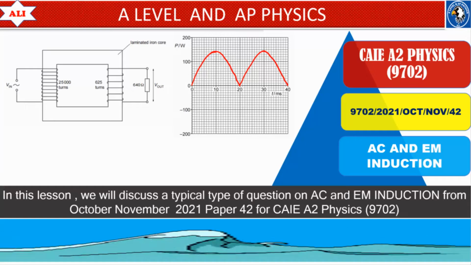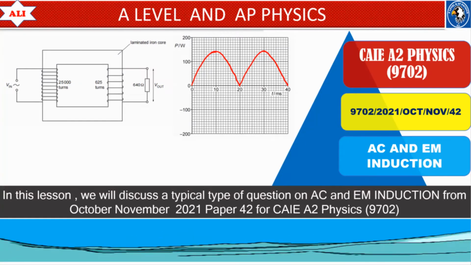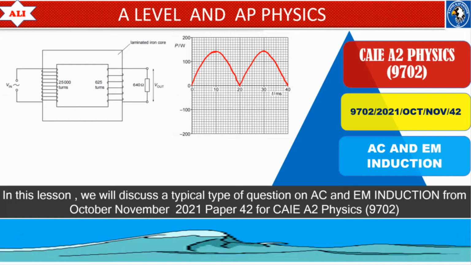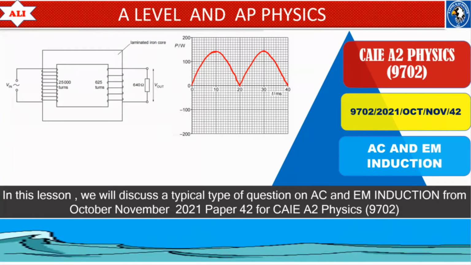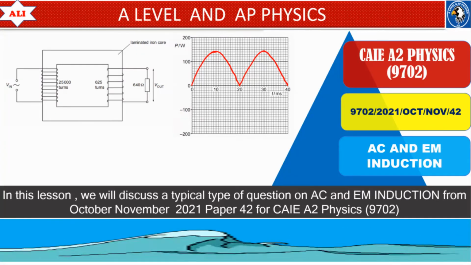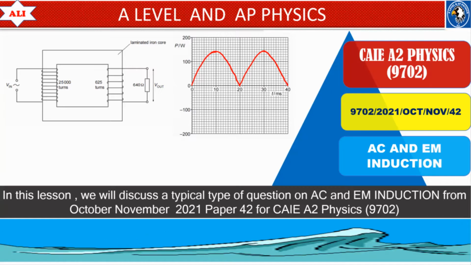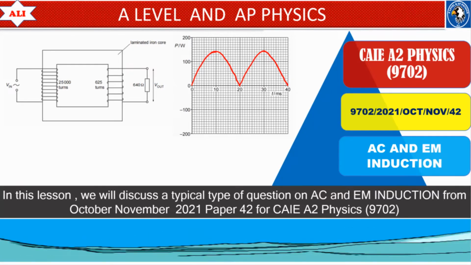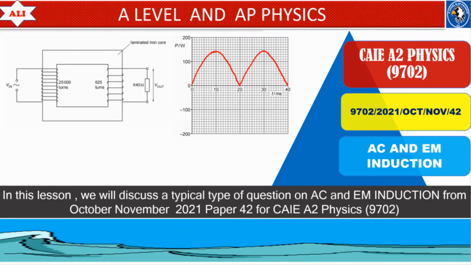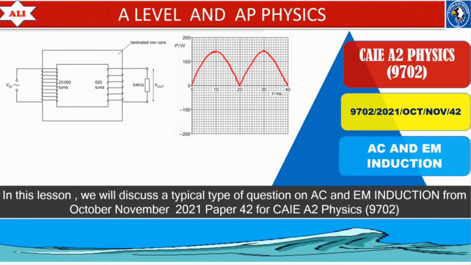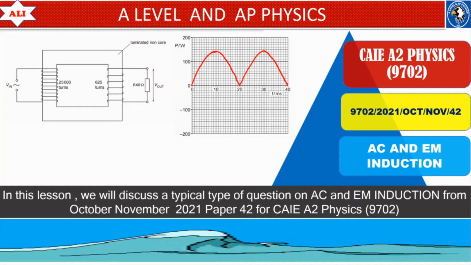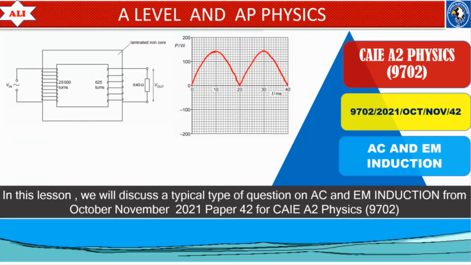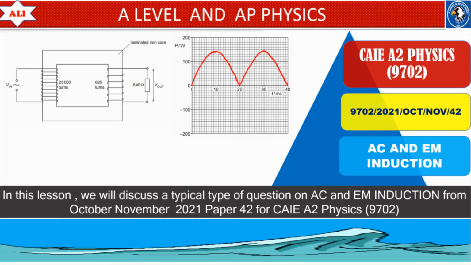And this question is from October-November 2021, paper 4, variant 2. In this question, we will discuss a lot of important concepts and I will explain those concepts in detail. We will discuss what is the function of iron core, why do we need iron core in a transformer, and why iron core is laminated. And a lot more we will discuss in this lesson about AC and EM induction.